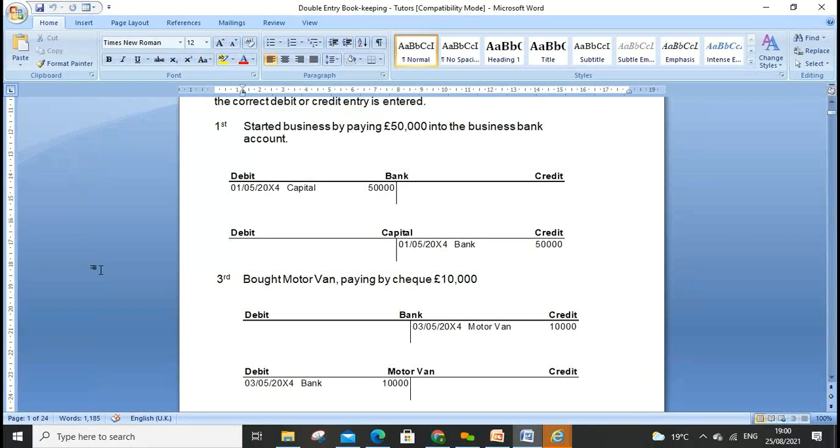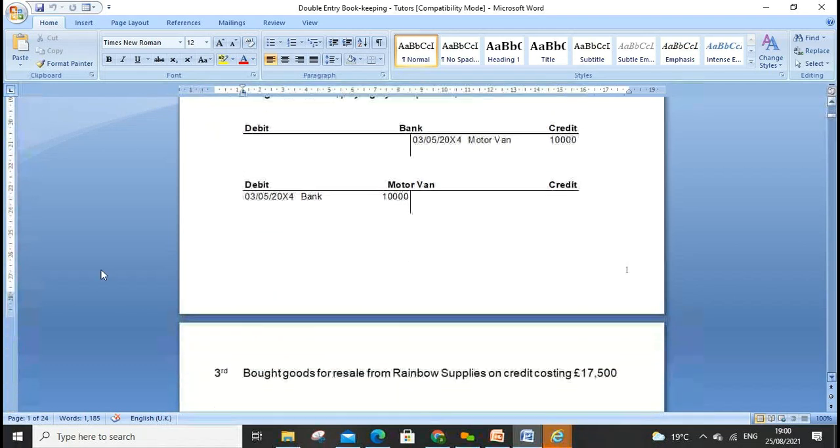Then at a later date we bought a van with the cash which we have. The cash we paid because our cash was in the bank, so the bank balance is going down. It doesn't matter whether it is the cash in the bank or cash in your locker, which is decreasing. And my van is increasing because we bought it for £10,000. So the van is coming in, that's the debit, and the cash is going out, that's the credit.